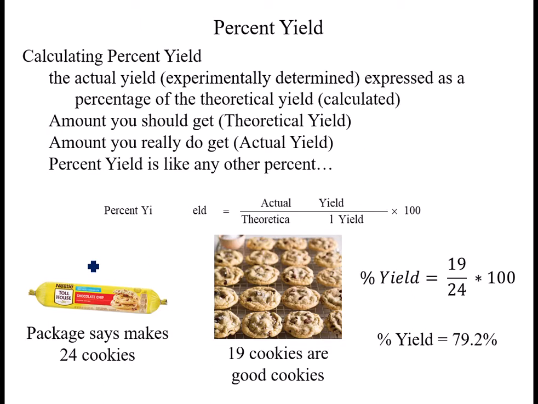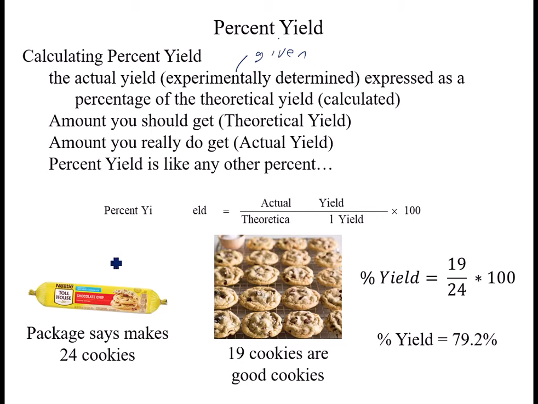Okay, so the last part of 3.8 is the percent yield. To calculate the percent yield, you have an actual yield, which is experimentally determined, but for us, doing problems, is given. So you'll always be given the actual yield, expressed as a percentage of the theoretical yield, which you will be calculating from there. The amount you should get is the theoretical yield. The amount you really do get is the actual yield. And then it's basically the part over the whole times 100. So the formula: percent yield is the actual yield divided by theoretical yield times 100.